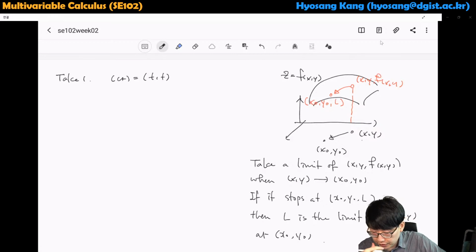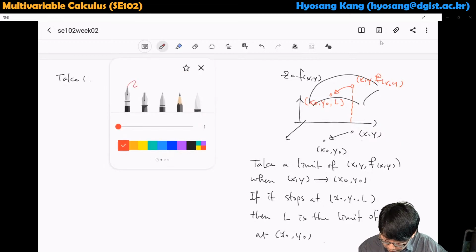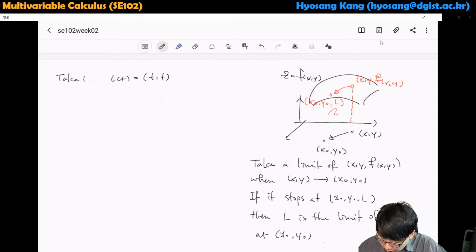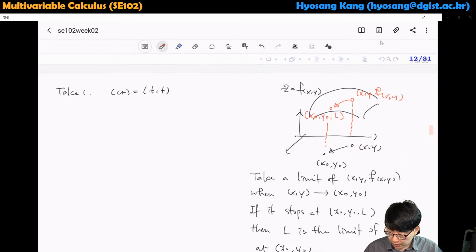So actually it's opposite. If you want the definition of continuity, you simply assert that this (x0, y0, L) is the inverse projection of the point (x0, y0) onto the graph surface of the function f. So good question, thank you for asking.